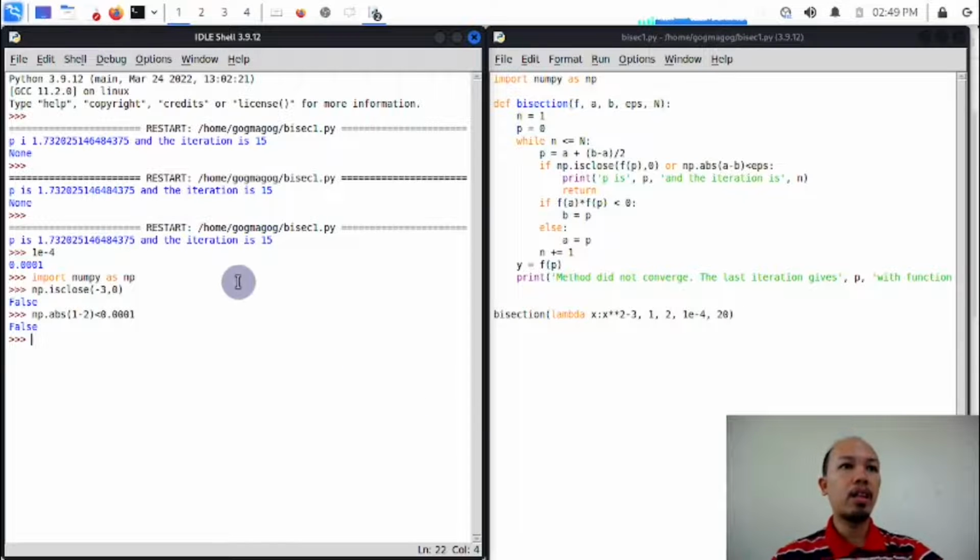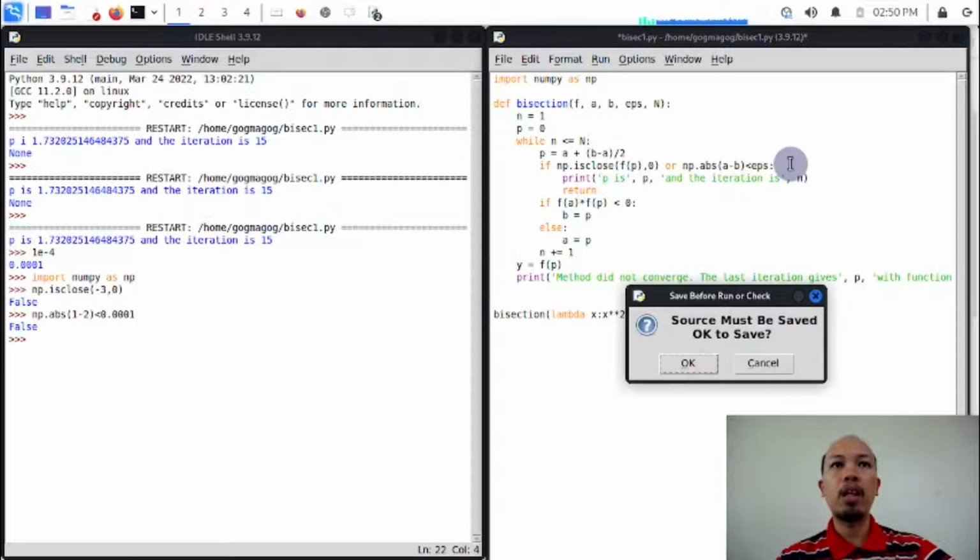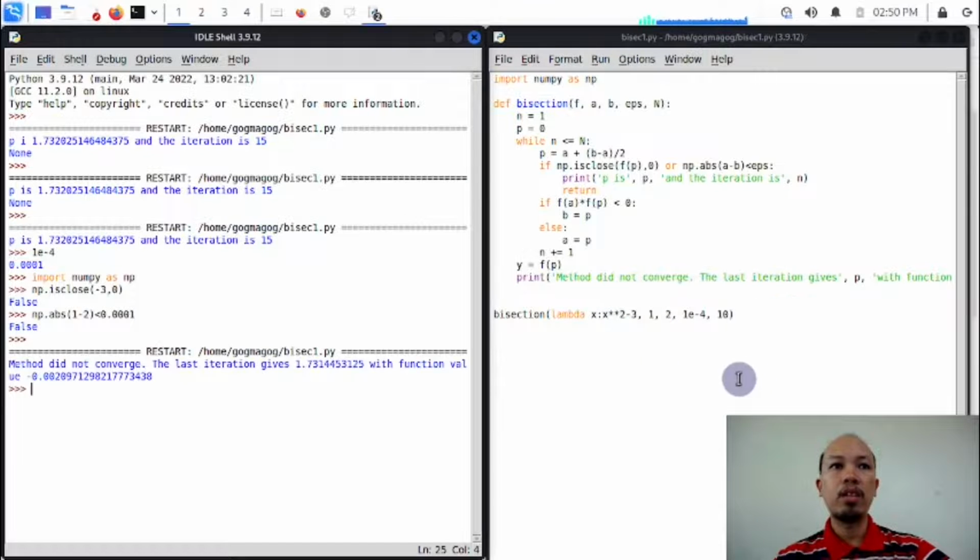Okay, so notice that at n is equal to 15, we have the root 1.73. So if we decrease the iteration, let's say 10, and then we run this program, it will print this statement, method did not converge. So the example is one.